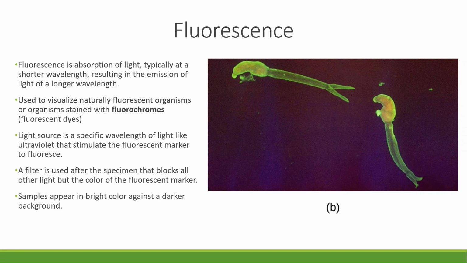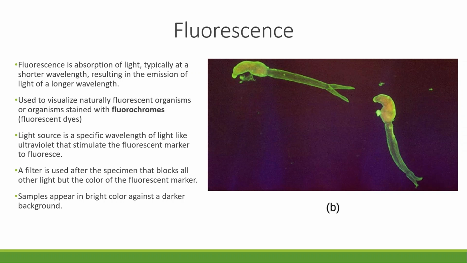A filter is then placed between the specimen and the ocular lens that blocks the light used to stimulate the fluorochrome and only allows the light emitted from the sample itself, so the fluorochromes, to pass through. And this causes the specimen to appear as a brilliant color of whatever emitted light against a dark background, because our illumination source, say ultraviolet, has been filtered out with that filter.